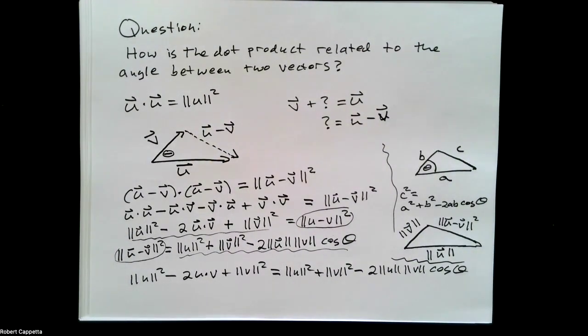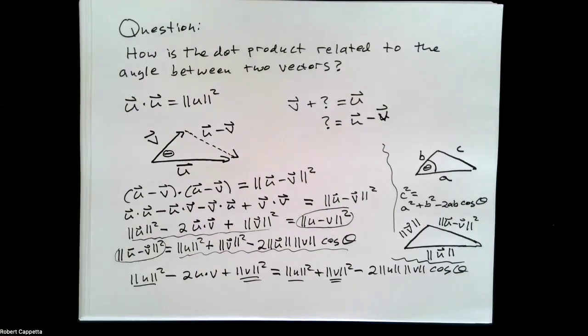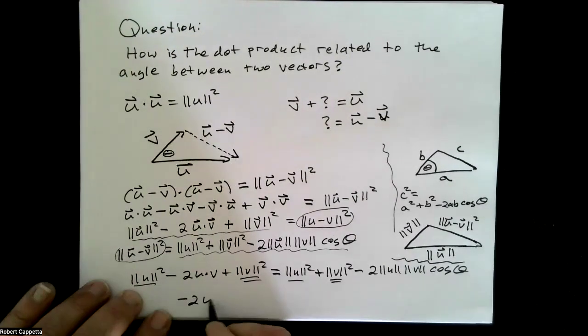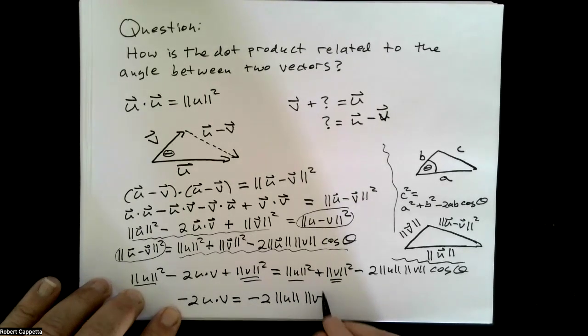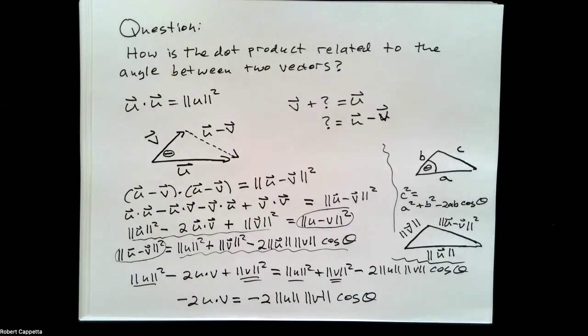Well, isn't that nice? And you'll notice that I have length of U squared on both sides here, here. I have length of V squared on both sides here, here. So those would subtract out, which gives me my next line, which will be minus 2 U dot V equals minus 2 length U, length V, cosine theta.